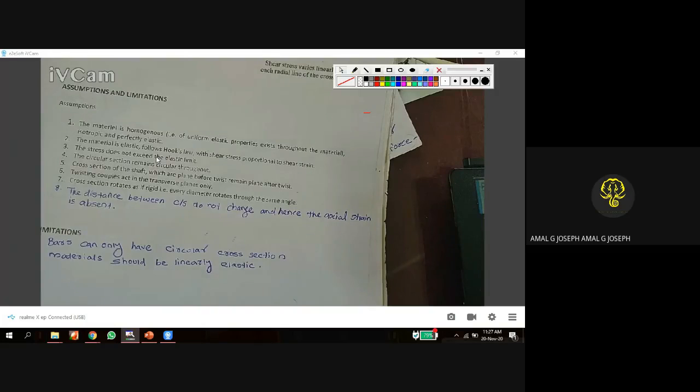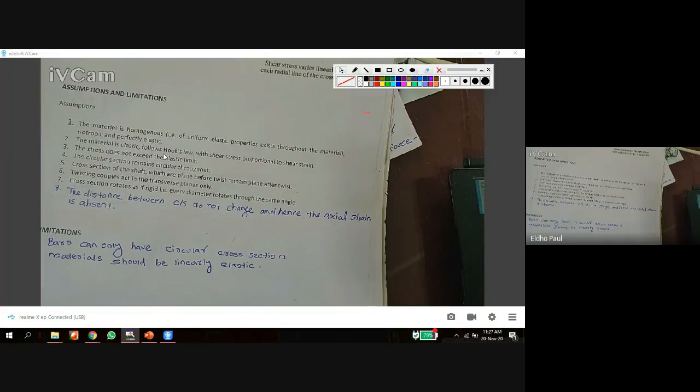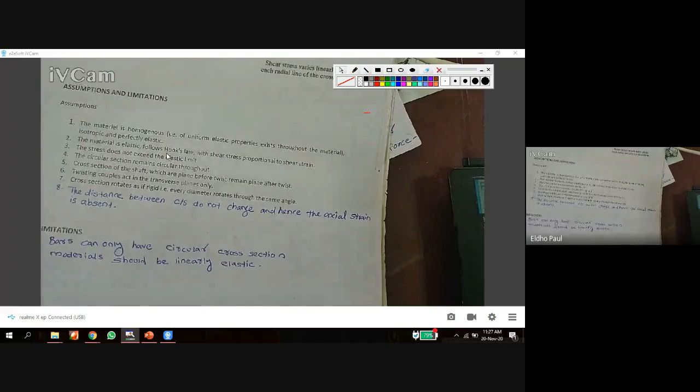Shortest path. Yes, shortest path is what I meant. If you take any two points on the shaft before and after rotation, there is no difference in the distance between them in the axial direction. In the axial direction, there is no change in the distance between the two points. Okay.